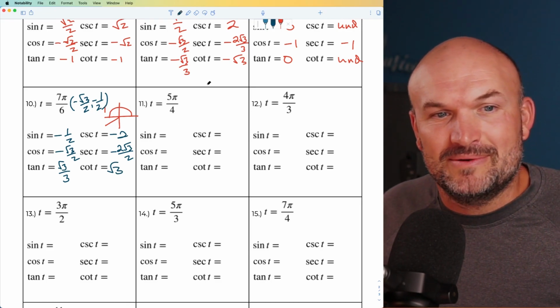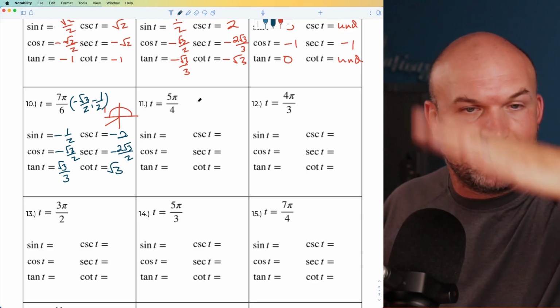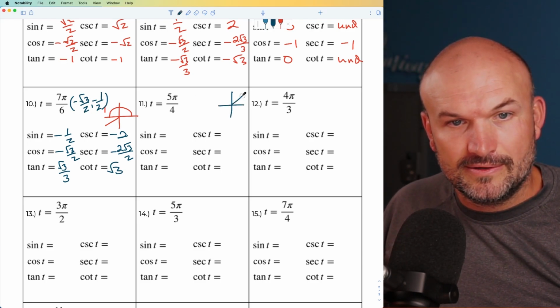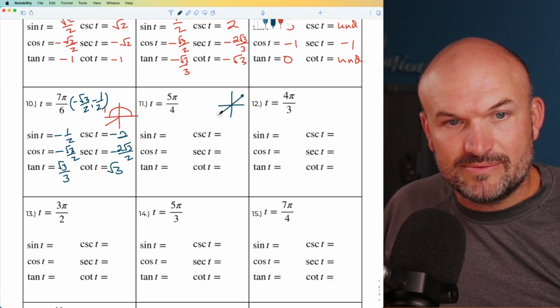So let's look at the next one, pi over 4. So again, this is going to be pi over 4, but now it's a reflection, right? So you're supposed to know this point, pi over 4. So this one's just going to be a reflection.